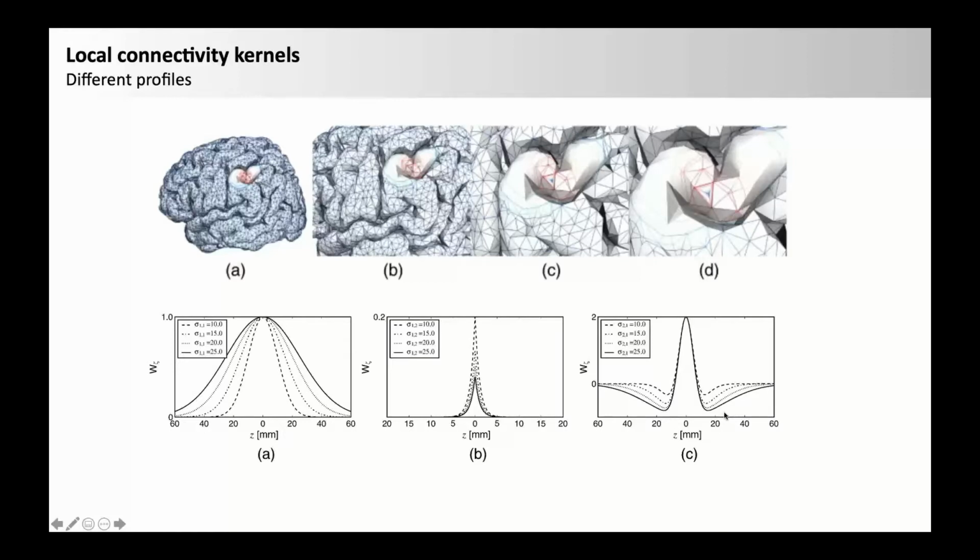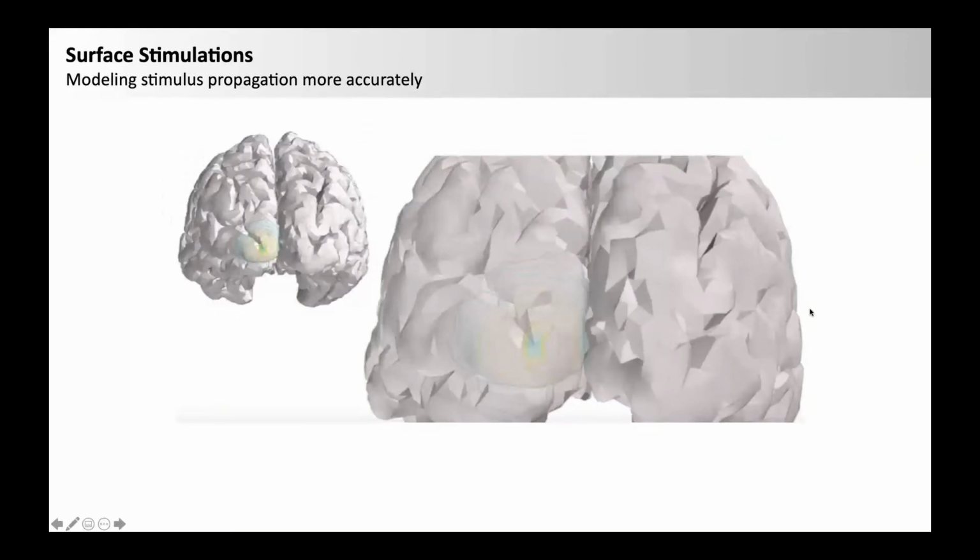That's another choice of local connectivity kernel, where the further you are away, if you're quite far, then there's a cutoff at 60, but you can be connected as well. So you have to make a choice here, a choice for the local connectivity kernel. Okay, so here the surface simulations. Why can this be important? Because as soon as we add a stimulus, often the stimulus in reality is added on the surface.